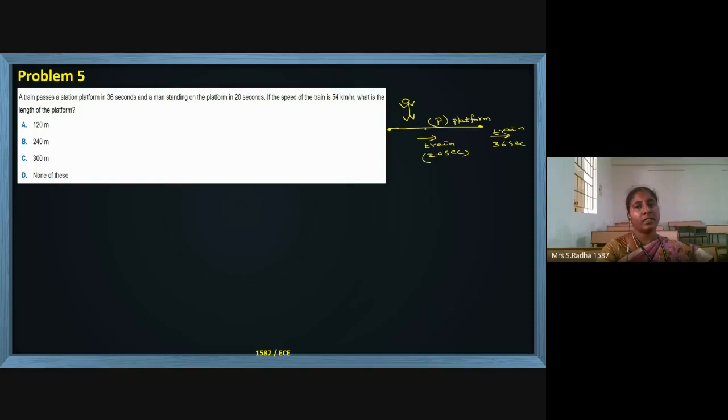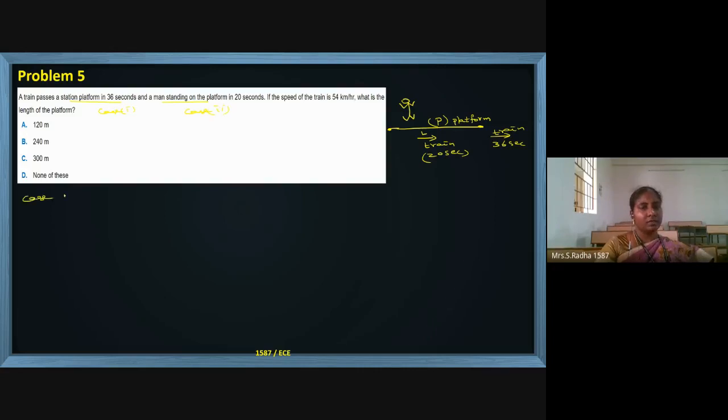Okay. So length of the train I will take as L. Only one train is there, so I will take L as the length of the train. Length of the platform I will take as P. So here it is given crosses a station platform, this I will take as case 1. And crossing a man, this I will take as case 2.